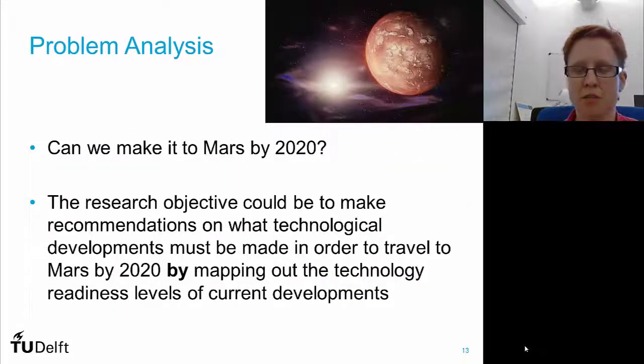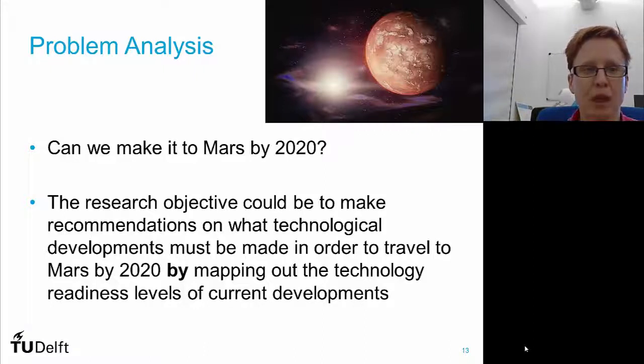In problem analysis, we would like to go to Mars. Is it possible that we can make it there by 2020? And then your research objective could be to make recommendations on what technical developments must be made in order to travel to Mars by 2020, by mapping out the technology readiness levels of current developments. So then you've basically limited what you are going to do. You're not going to design the entire Mars mission.